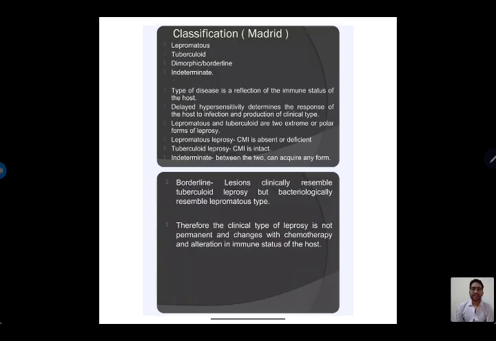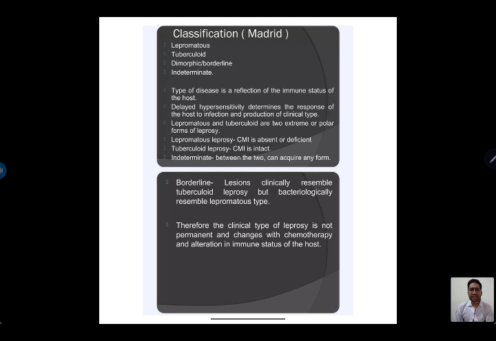Classification: lepromatous, tuberculoid, dimorphic or borderline, and intermediate. The type of disease is a reflection of the immune status of the host. Delayed hypersensitivity determines the response of the host to infection and the production of the clinical type. The lepromatous and the tuberculoid are the two extreme or polar forms of leprosy.